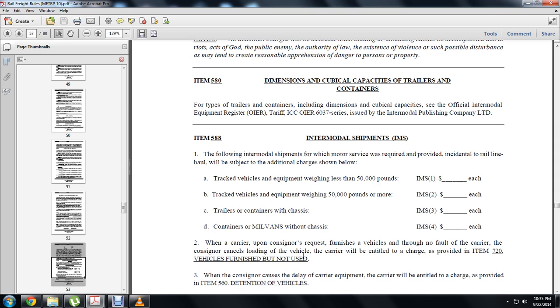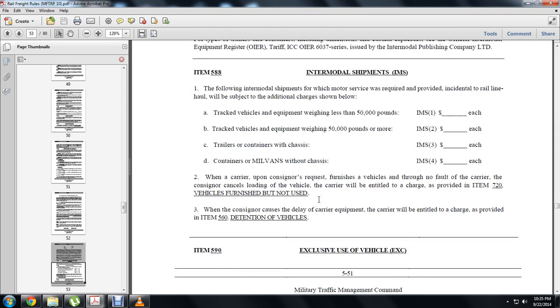When the carrier, at the consignor's request, furnishes vehicles through no fault of the carrier, and the consignor controls the loading of vehicles, the carrier is entitled to the charge provided by item 720. For vehicles furnished but not used, when the consignor causes delay of carrier equipment, the carrier will be entitled to the charges provided in item 500.